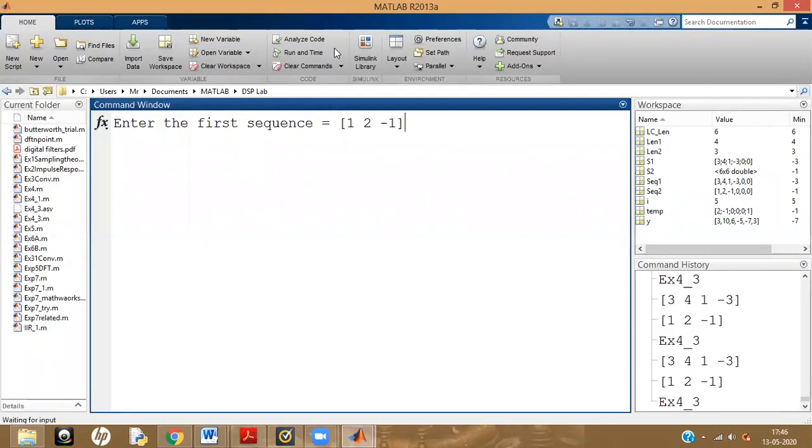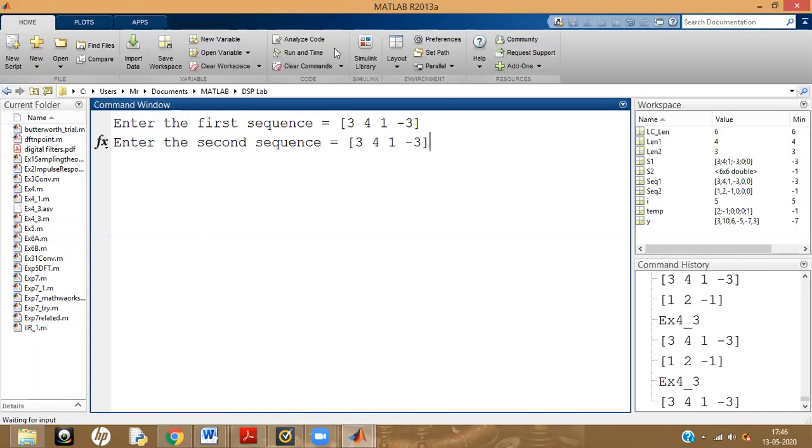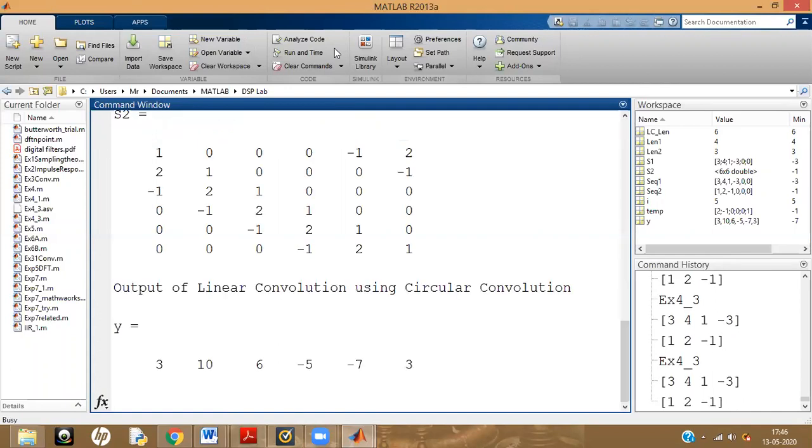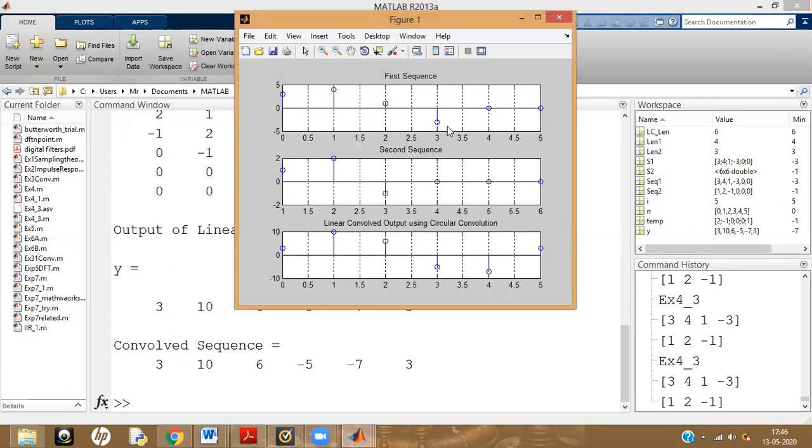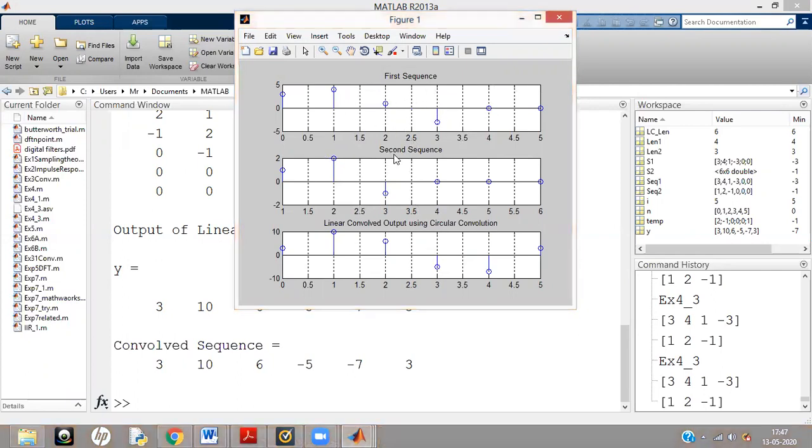Finally, you get this signal, the first one, the second signal as it is, and the output of linear convolution shown in this figure window also. This figure window is now using the subplot option, divided into 3 rows and 1 column. So 3 comma 1 comma 1 is here, 3 comma 1 comma 2 is here, and 3 is over here. So this is how you get the circular.